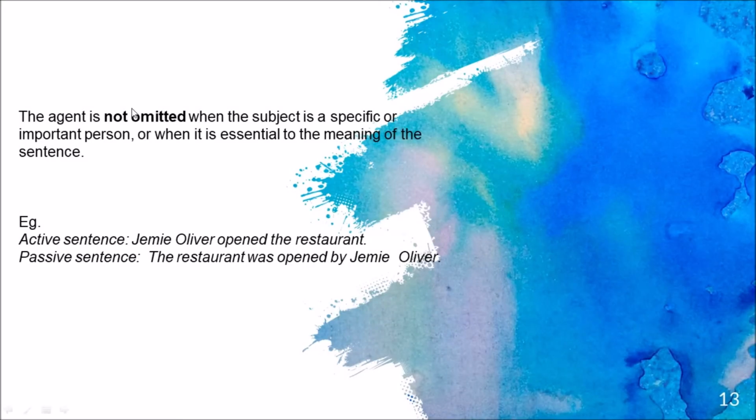But the agent is not omitted when the subject is a specific or important person, or when it is essential to the meaning of the sentence. Like, the restaurant was opened by Jamie Oliver. In this case, we can't leave the agent out.